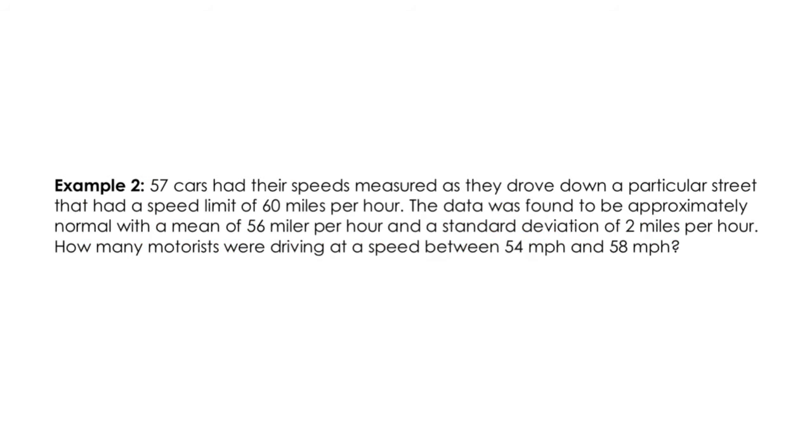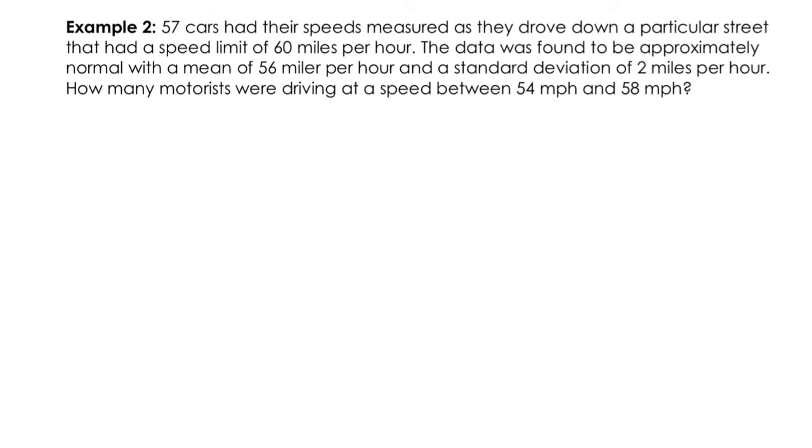Okay, let's look at another example together. So it says 57 cars had their speeds measured as they drove down a particular street that had a speed limit of 60 miles per hour. The data was found to be approximately normal with a mean of 56 miles per hour. Sorry, there's a little typo right there. And a standard deviation of 2 miles per hour. How many motorists were driving at a speed between 54 and 58?